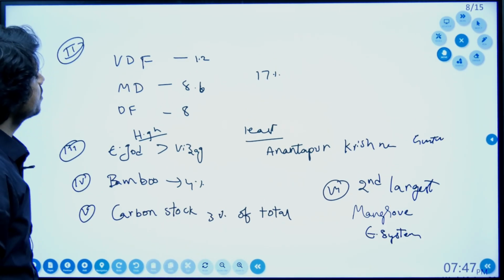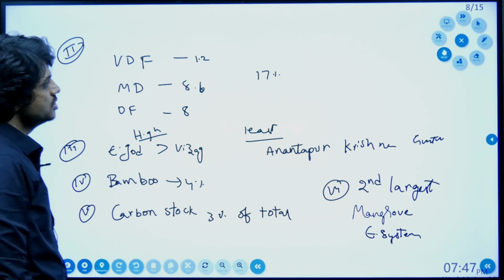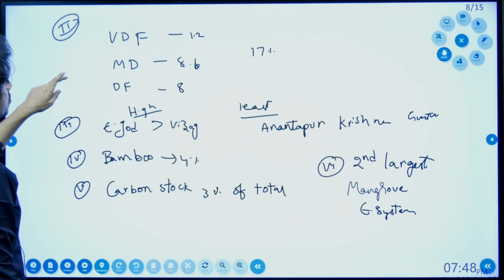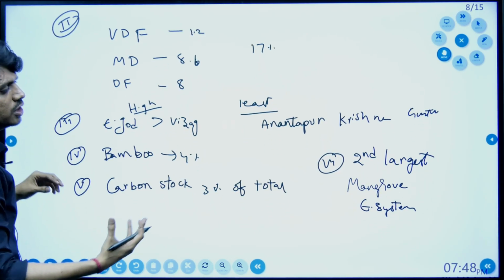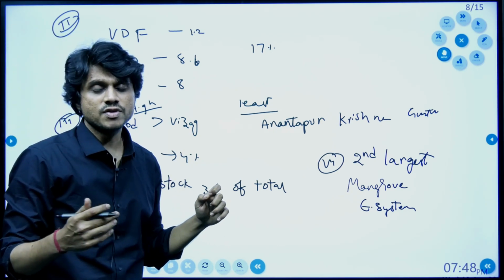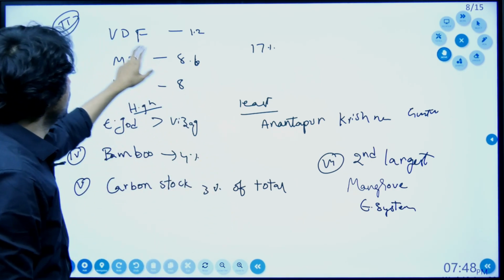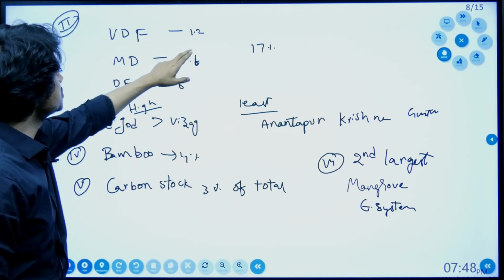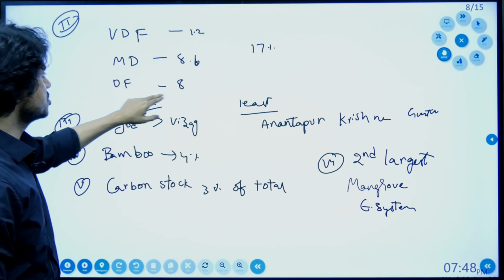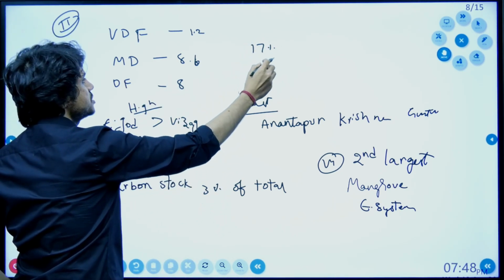This thing I have picked up from the Forest Survey of India, which releases the report of the forest resource in India every 2 years. So we have to talk about how much good quality forest there is. Actually, what is the forest? Forest means where the density of the vegetation present in that area is more than 10%, then only we will consider it a forest. So very dense forests are found in 1.2% of the area, moderately dense forest in 8.6%, and open forest in 8% of the area. So the total geographical distribution of the forest in Andhra Pradesh is 17%.